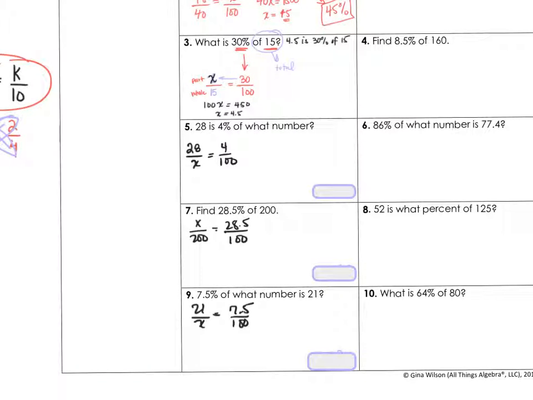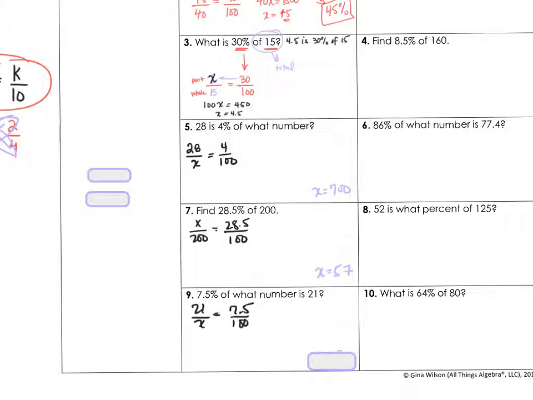All right, so I have set up the percent proportions here for each of these problems. For example, in number 5, 28 is 4% of what number? So 28 is the part. What's the whole? What's the 100%? What's the total? Do cross products to find that x is 700. In number 7, find 28.5% of 200. So we're looking for the 28.5. We know the total is 200, so the whole is 200, for a final answer of 57.